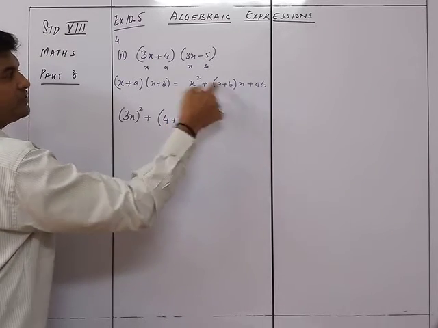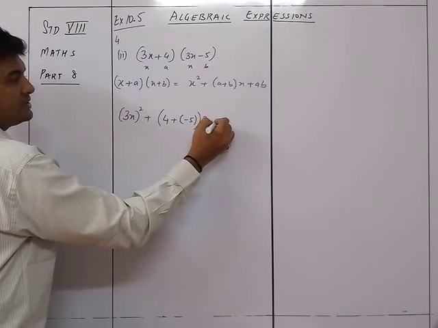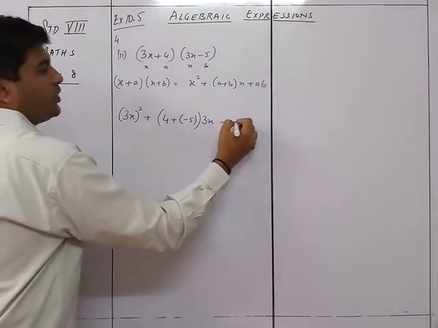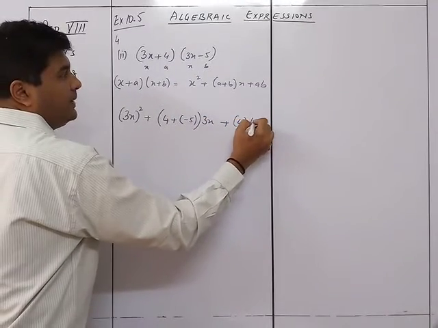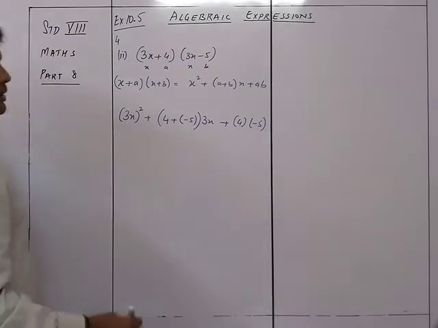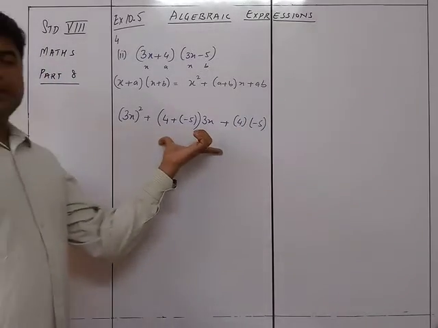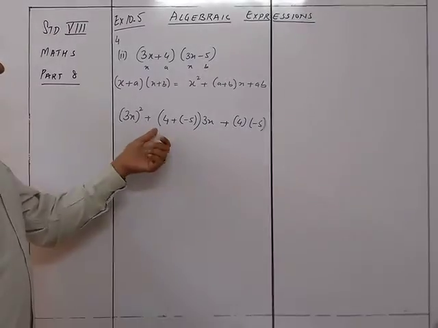Now what is x over here? 3x, so you write 3x plus a is what? 4, and what is the other part? Minus 5. Did you understand the substitution here? The substitution here is very important.